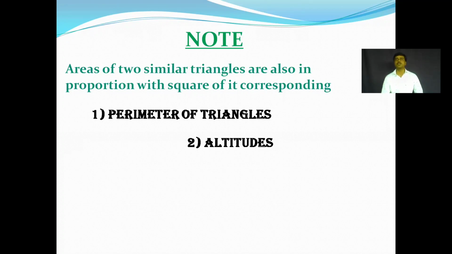The second thing is the square of the altitudes. We can draw three altitudes in a triangle, so corresponding altitudes. Also, the areas of two similar triangles is in proportion with the square of their medians. Median means it is a line drawn from any vertex of the triangle to the midpoint of its opposite side. That line is called a median. So this is how we can extend the statement of the theorem.